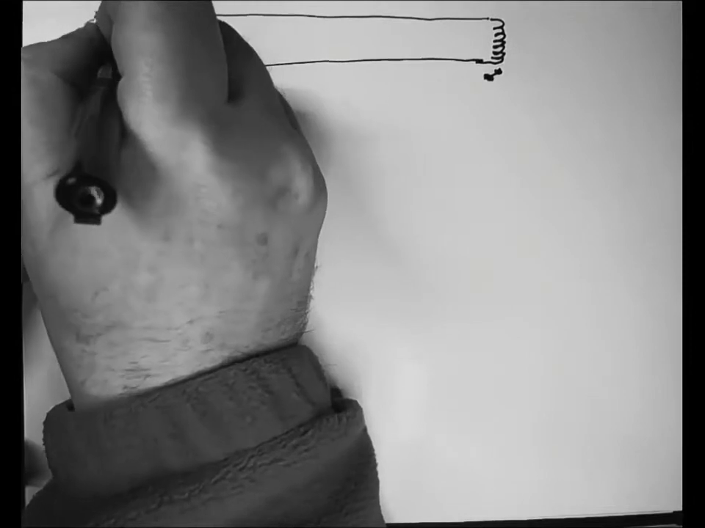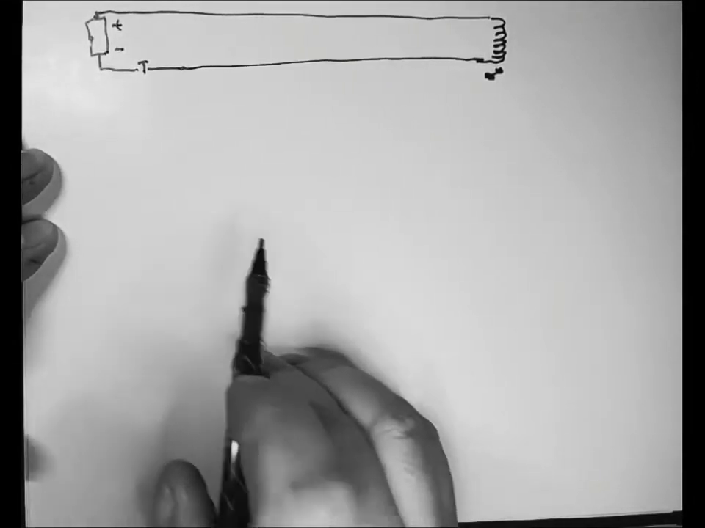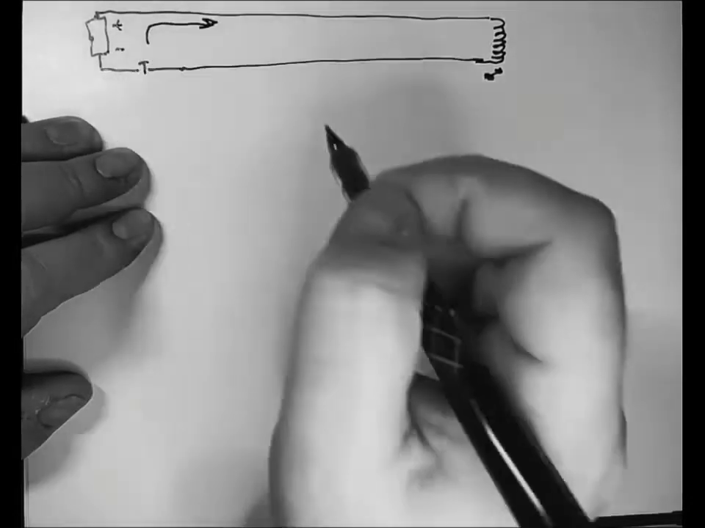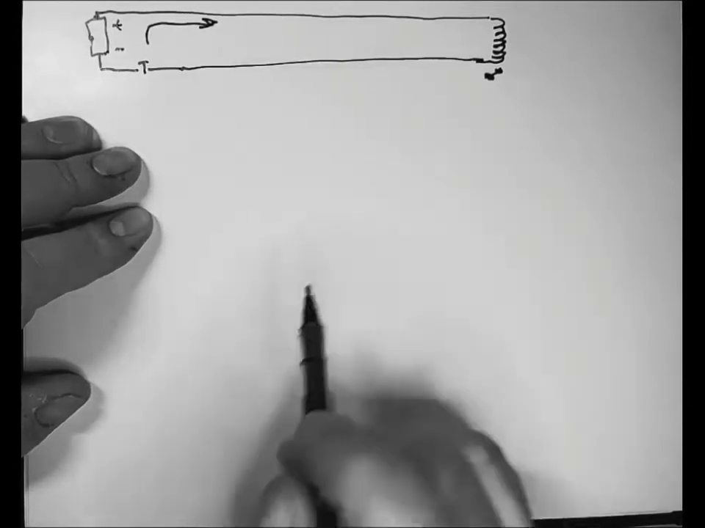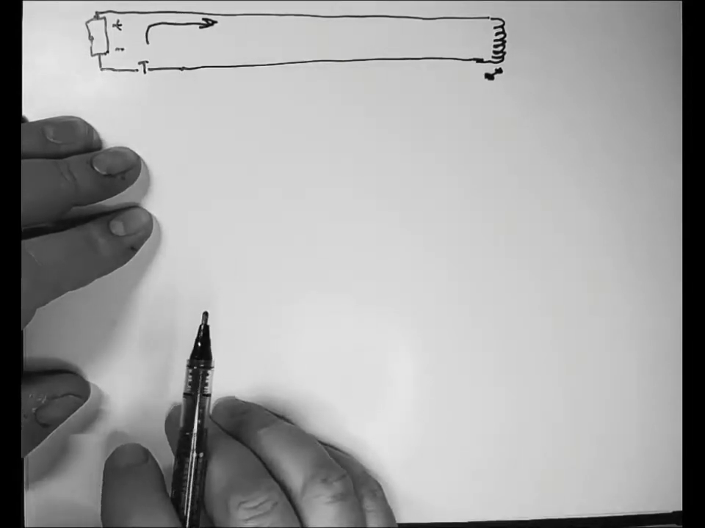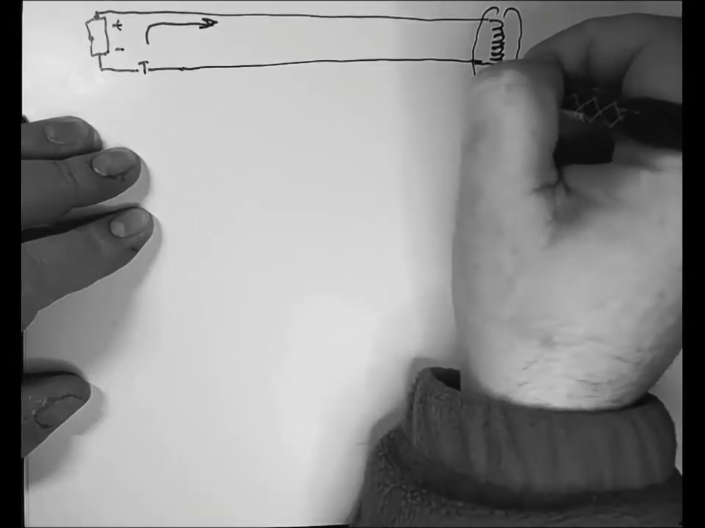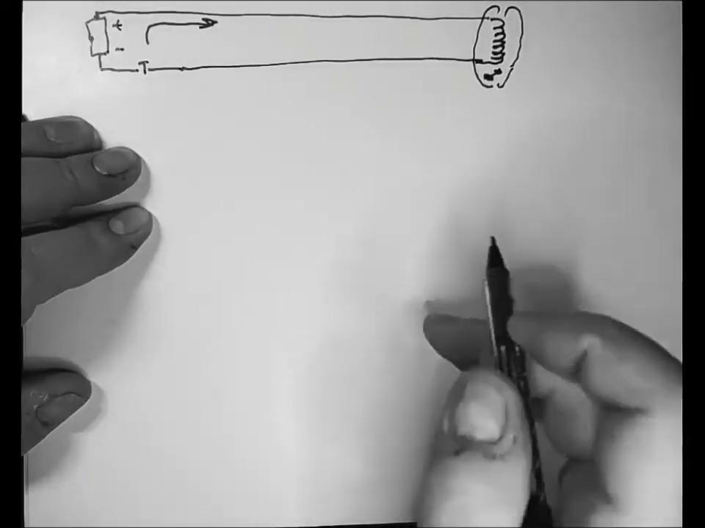So plus and minus are the polarity of the battery, and when the switch is pushed down, the current will go through the wires, and this is a conductor. We already know that a conductor provides electrical current. The magnetic field will go around this coil, will capture the key and snap it to the coil.